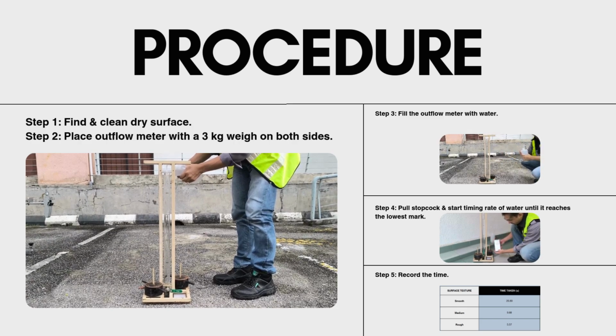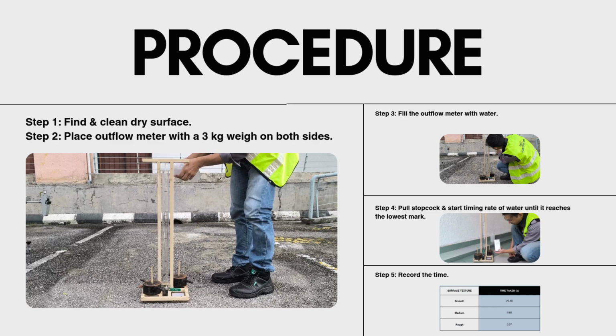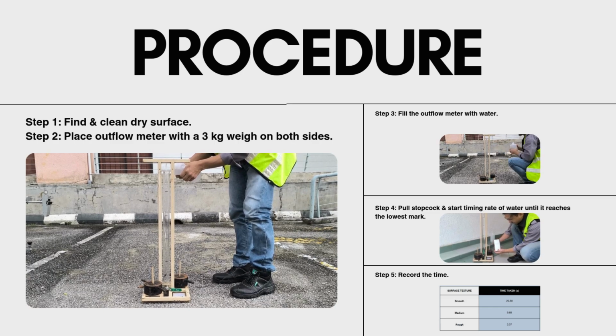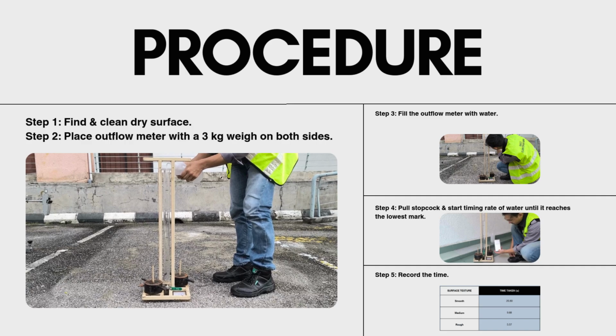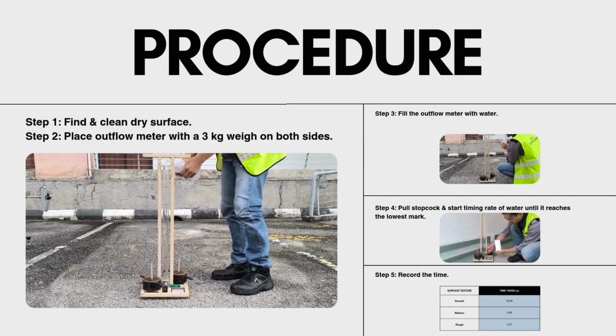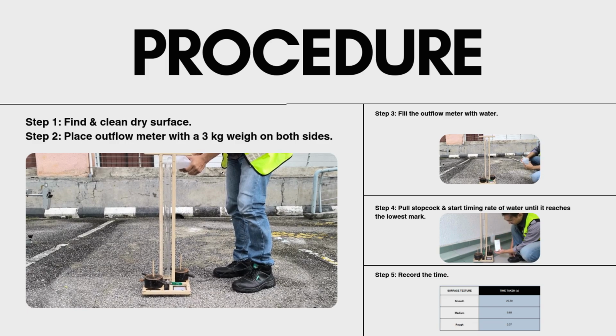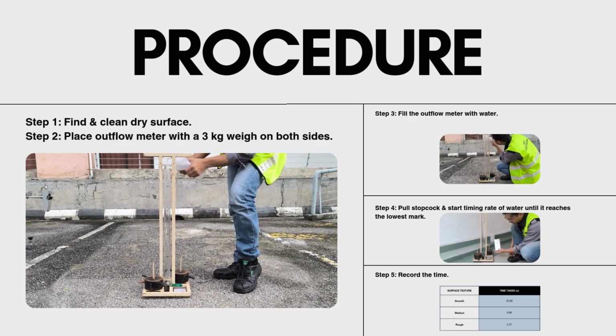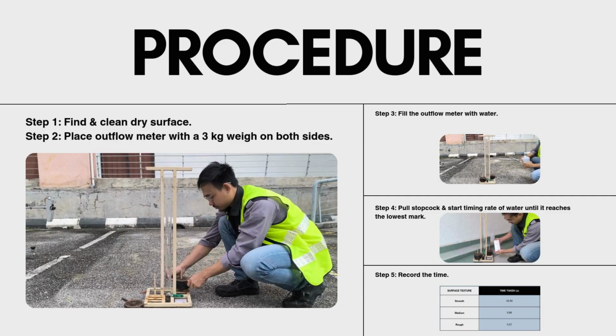We place the outflow meter on the flat surface, and then we add a 3 kilogram weight on both sides. The weights basically help prevent the setup from wobbling or shifting when we pour in the water, and that way everything stays stable and we get proper consistent flow readings.